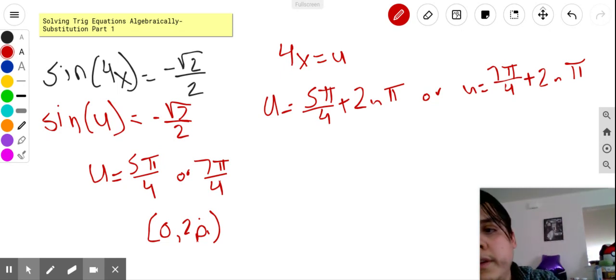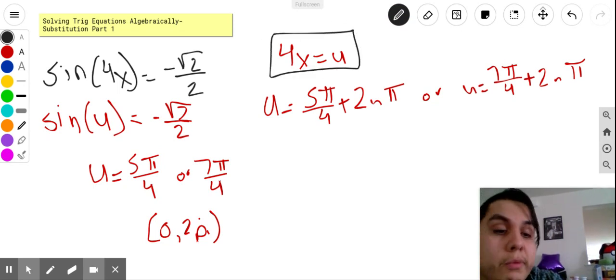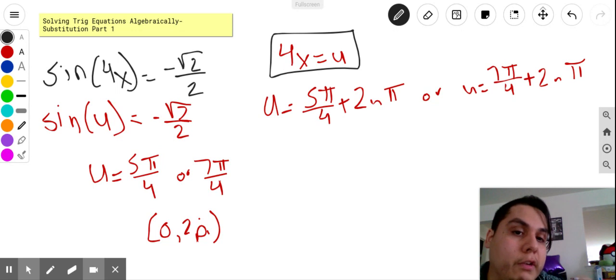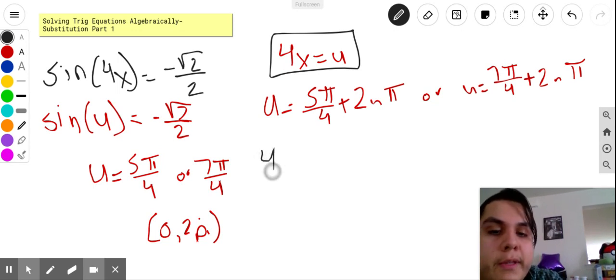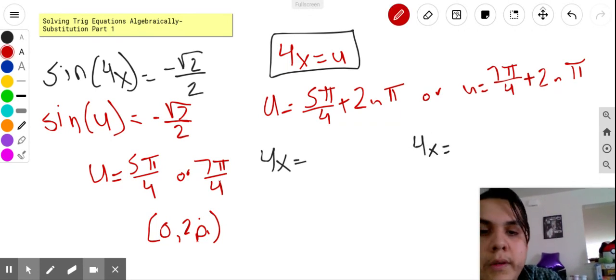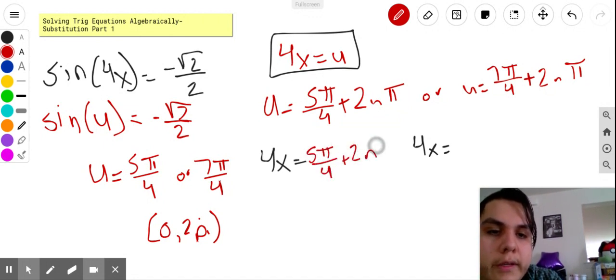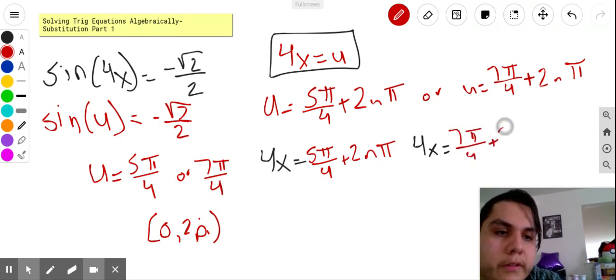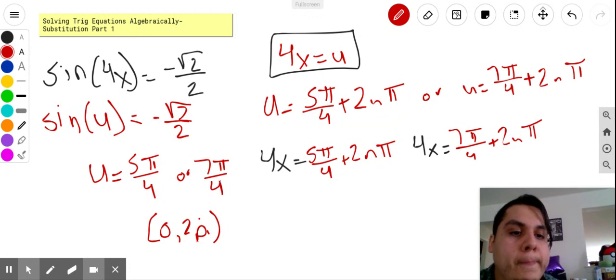So going back to the golden rule of substitution, I'm going to replace the u with the 4x instead of replacing the 4x with the u. So that means 4x needs to equal everything I just wrote. 5 pi over 4 plus 2n pi, 7 pi over 4 plus 2n pi. And I don't want to know what 4x equals. I want to know what x equals.